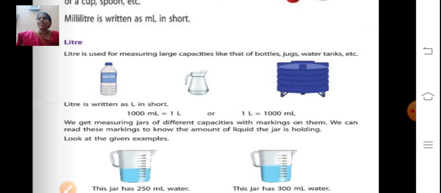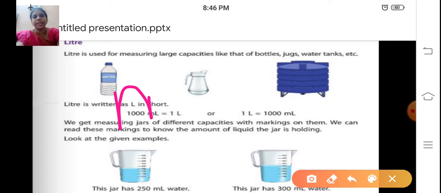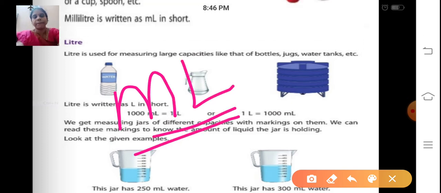Just see the picture. Liter is written as L in short. How will we represent liter? L in short. For milliliter, ml, and for liter, L. Milliliter is used for measuring small capacity, and liter for large capacity. If the amount it can hold is more, then we use liters.